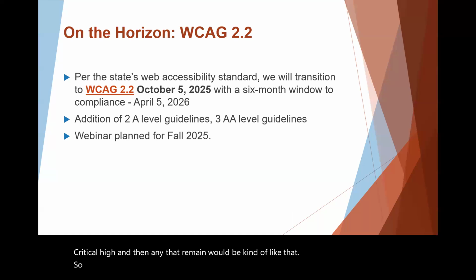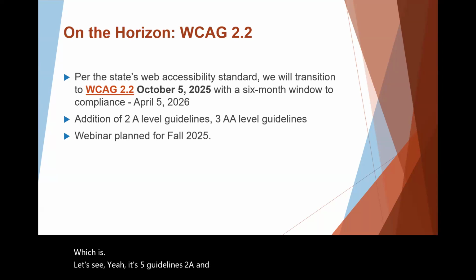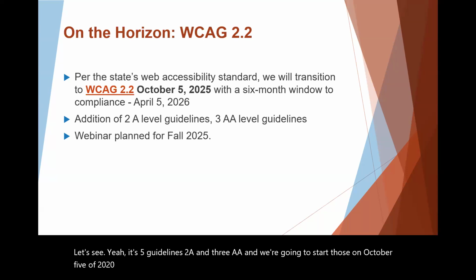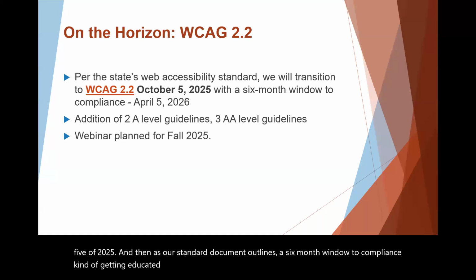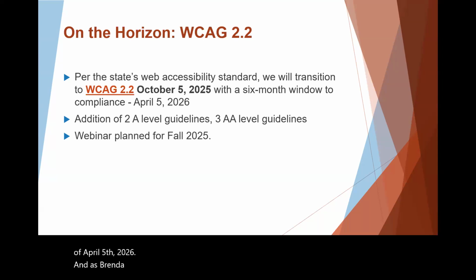So on the horizon for the state of Missouri, we're going to be implementing WCAG 2.2, which is 5 guidelines, 2A and 3AA. We're going to start those on October 5 of 2025. And then, as our standard document outlines, a 6-month window to compliance, getting educated, getting comfortable with it, with that deadline of April 5th, 2026. And as Brenda mentioned, we'll be doing a webinar in the fall as that's launched.